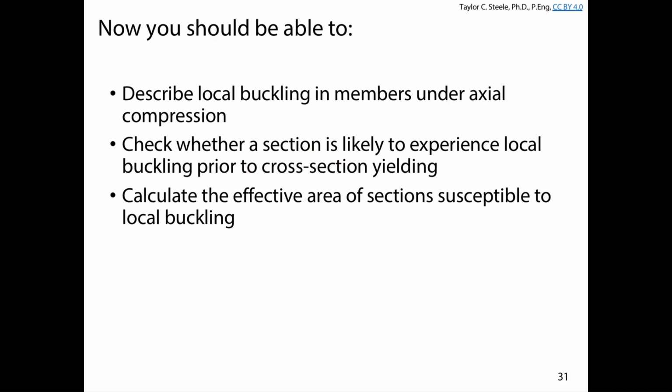Okay, so now you should be able to describe local buckling in members under axial compression, and check whether a section is likely to experience local buckling prior to cross-sectional yielding. We do that by calculating B over T, making sure it's less than the table 1 limit. And then if it's not less than the table 1 limit for all of the elements in the cross-section, we calculate effective widths and use those effective widths to calculate effective areas of the section when they're susceptible to local buckling. Does anyone have any questions about anything we talked about in lecture this morning before wrapping things up for the weekend?